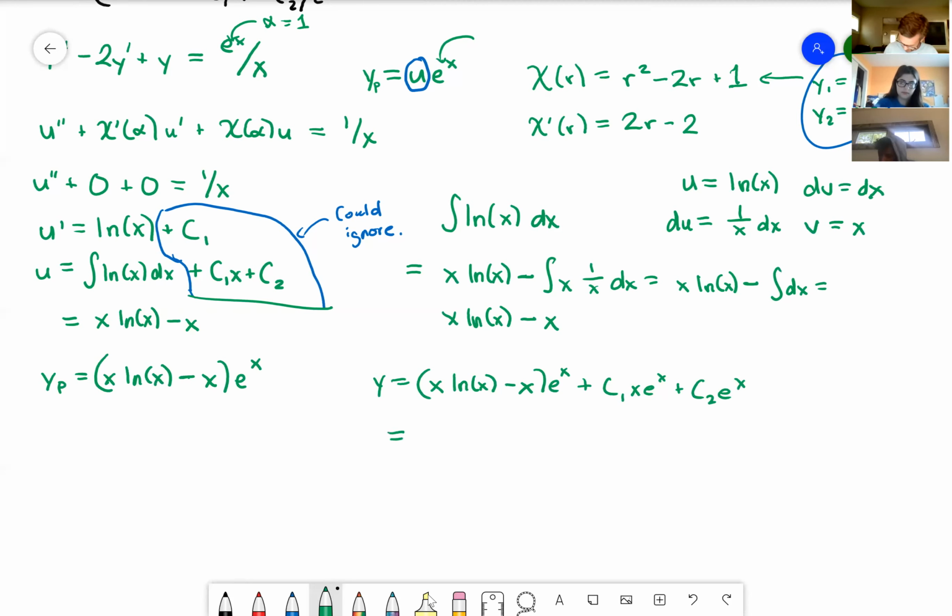If I factor this out, again, I get x natural log of x. Now I'll combine the minus 1 again with c2, or sorry, the c1, and I'll get c1 x e to the x plus c2, well, factoring out the e to the x, c1 times x plus c2.